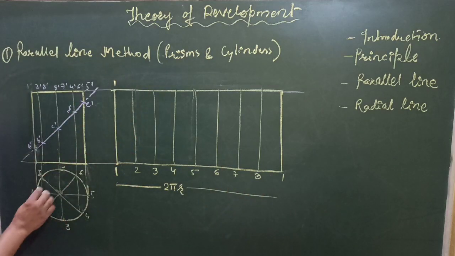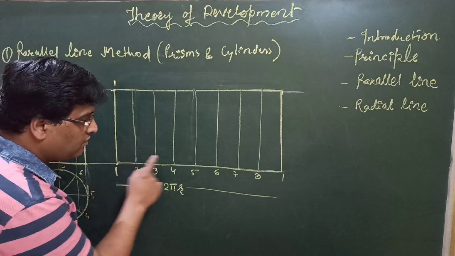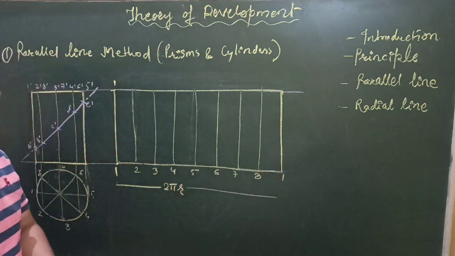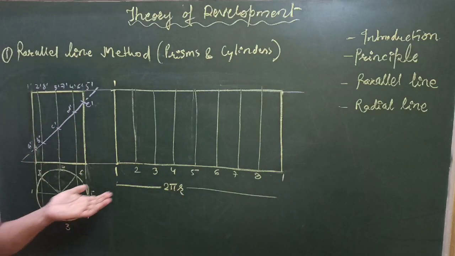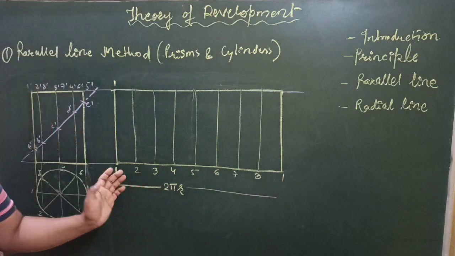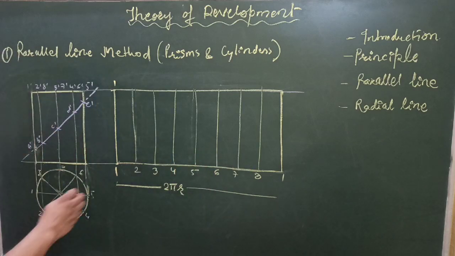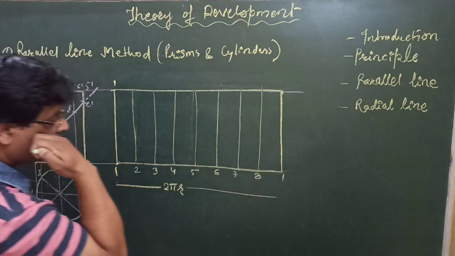Divide this circle into 8 or 12 equal parts. For better results, you may go through 12 parts. I have taken here only 8 just for the sake of simplicity, right? So you can take 12 or 8 equal parts here. Whatever the number of parts you have taken here, you have to divide this distance 2 pi r into those number of equal parts. So if I have taken 8 here, 8 parts must be there. So this is 1 2 3 up to 1.